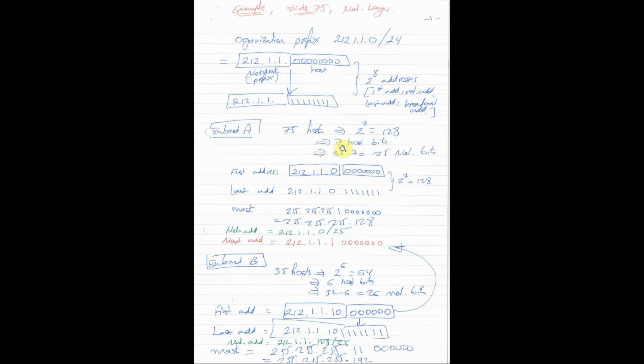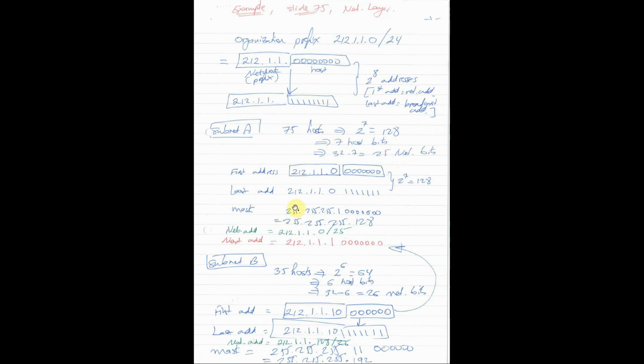Didn't we know from the beginning that we have 7 host bits and 25 network bits? So the subnet mask, simply speaking, has 25 ones followed by 7 zeros, full stop. It is as easy as that. So the subnet mask has 25 ones.